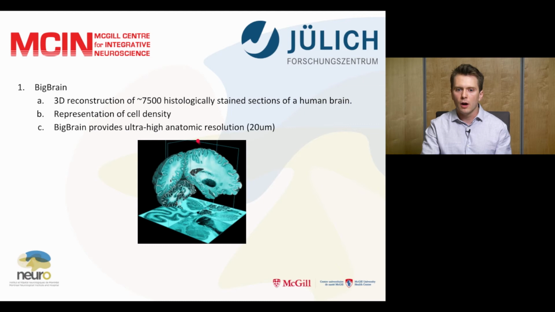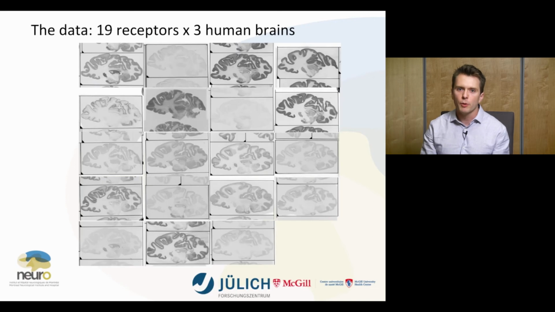As some of you may know, a few years back, my lab, MSIN, of which my co-supervisor, Alan Evans, is the PI, along with collaborators at Jülich in Germany, published The Big Brain. And The Big Brain is a 3D reconstruction of 7,500 histologically stained sections from a human brain. It's very cool because it's the first time we have an ultra-high resolution anatomic atlas of the brain from a single subject. And it's important to keep in mind that what the Big Brain shows us is cellular density. What I'm proposing to do, or what I have started doing rather, in the context of my PhD, is something similar to the Big Brain, but for neurotransmitter receptors.